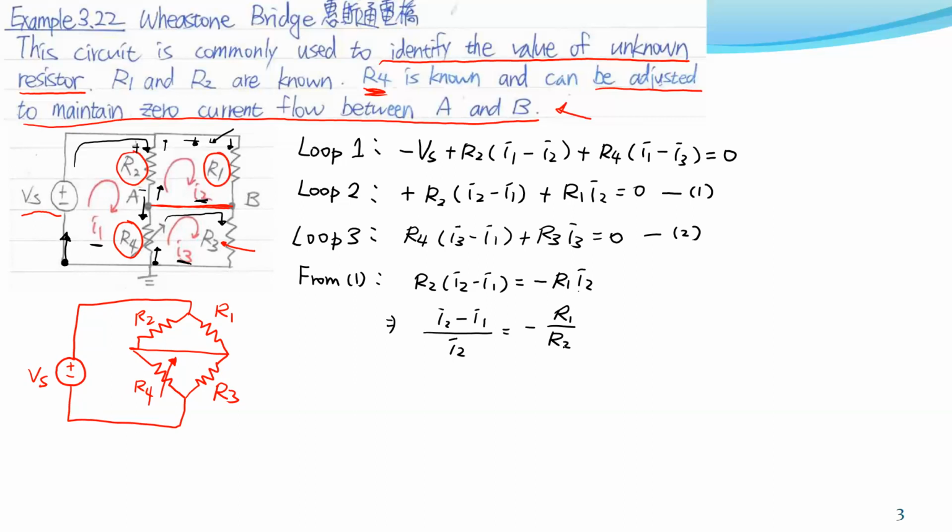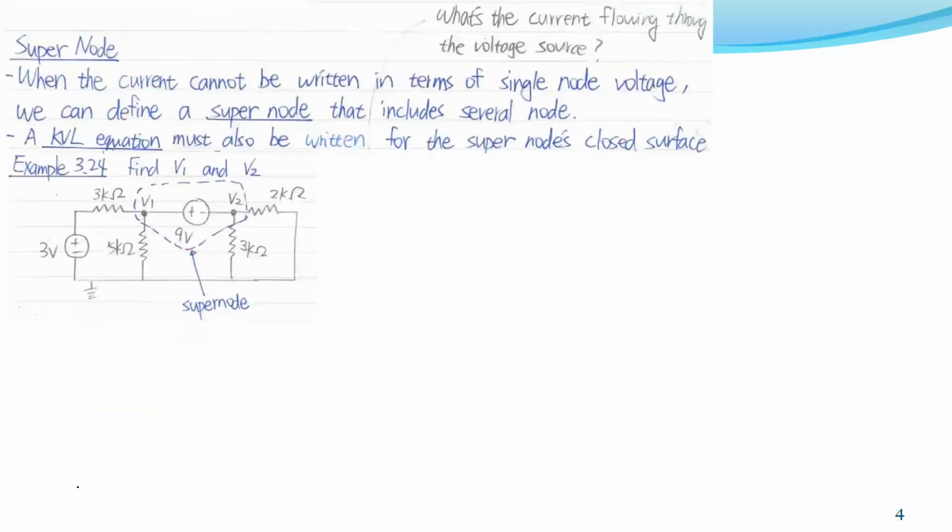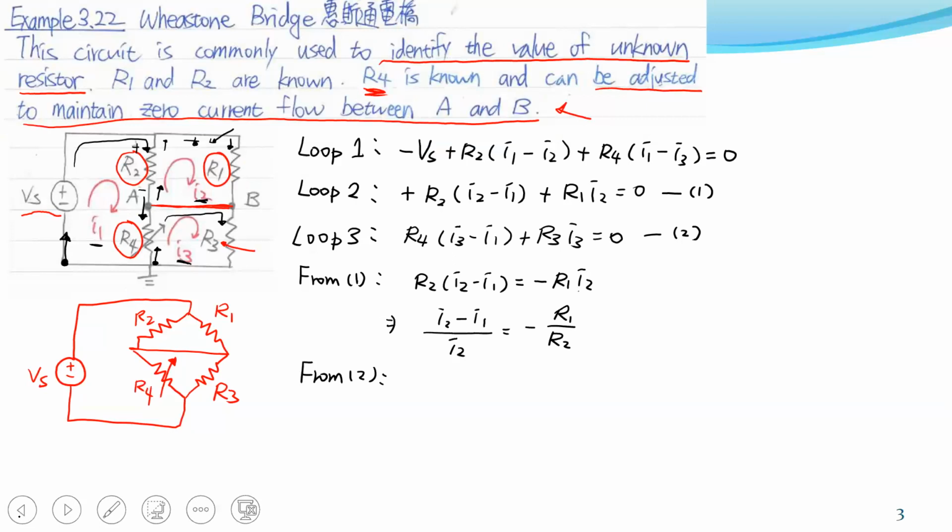And then from equation number 2, same thing. It becomes (I3 minus I1) divided by I3 equals minus R3 divided by R4.